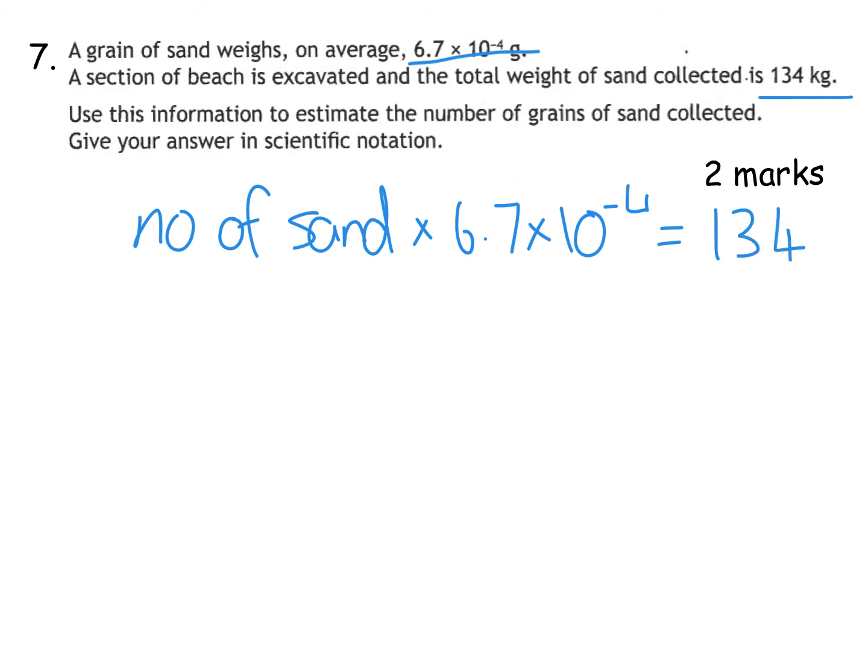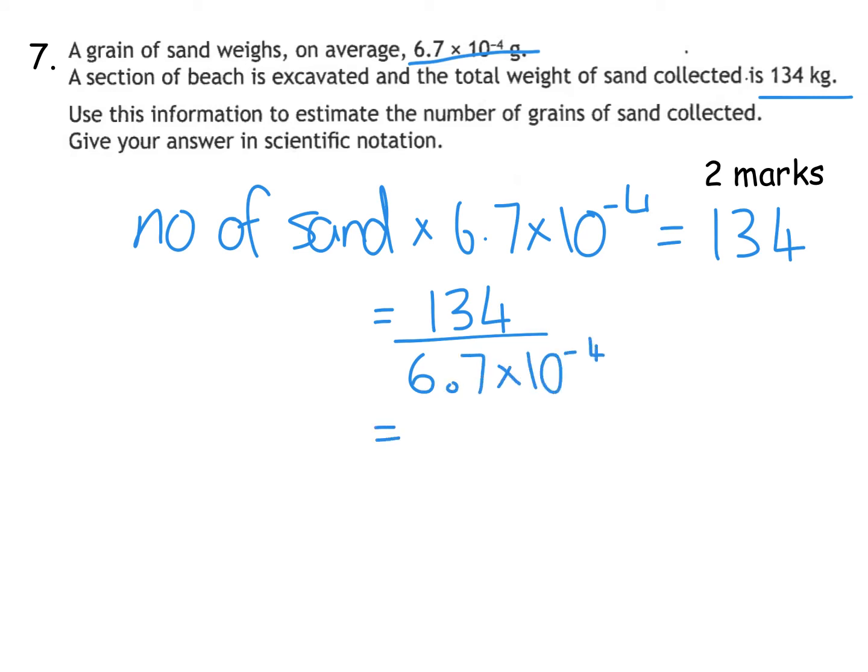So to get the number of grains, we're going to have to divide by the scientific notation bit. And it's really hard because most people know it's a divide, but we get confused and think, oh, which ones do I divide by? So that's why I wrote it out like this, which isn't necessary, but it helps get my head around it, because this 134 is the total weight, this is the weight of 1, and to get the total weight, I would have multiplied the two together. So the number of sand would be 134 divided by 6.7 times 10 to the negative 4.